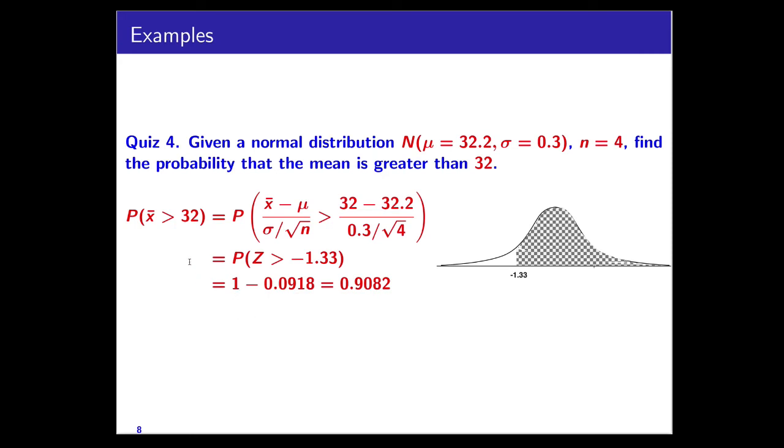This probability is equal to 1 minus 0.0918, and the answer will be 0.9082.